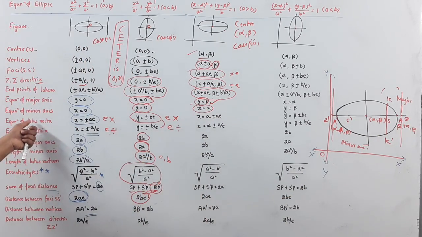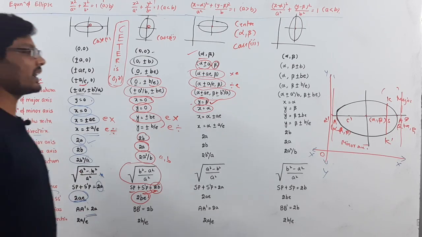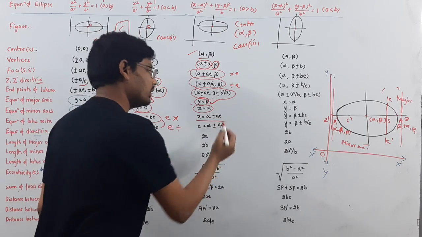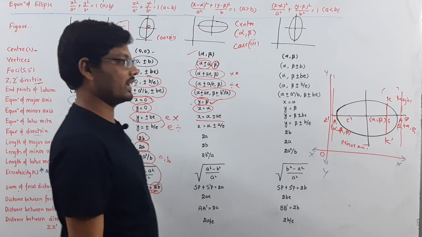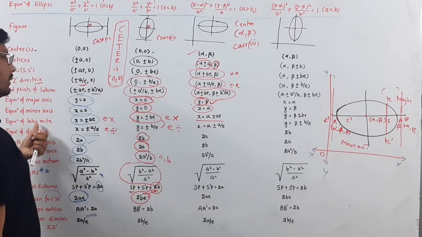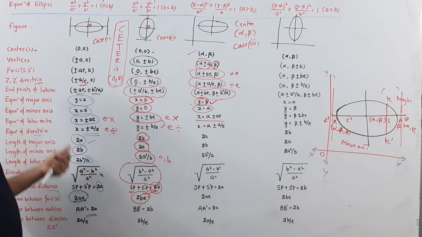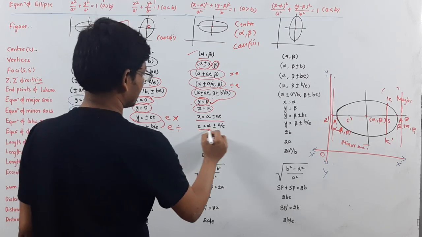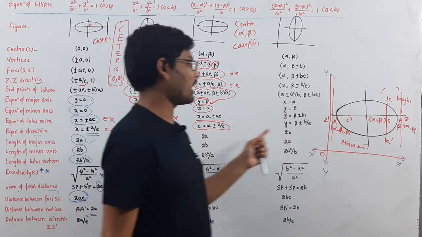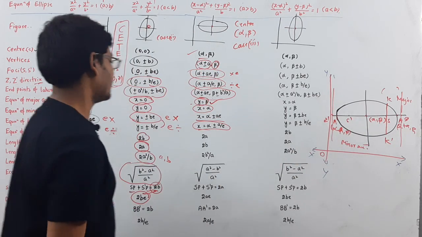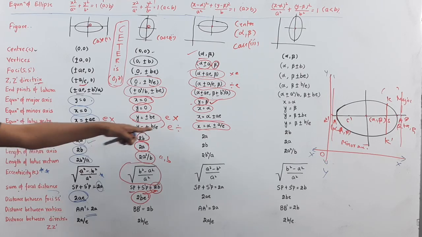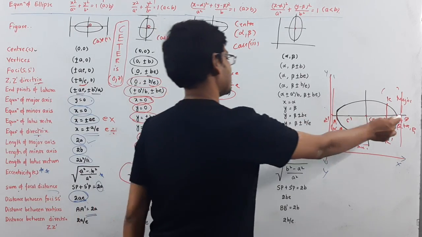And the next one, the equation of the minor axis. What will be the equation of the minor axis? x is equal to alpha plus or minus AE. And the end points of the latus recta, x is equal to alpha plus or minus A by E. And the next one is the equation of directrix. This is one. Equation of directrix, this is this one.